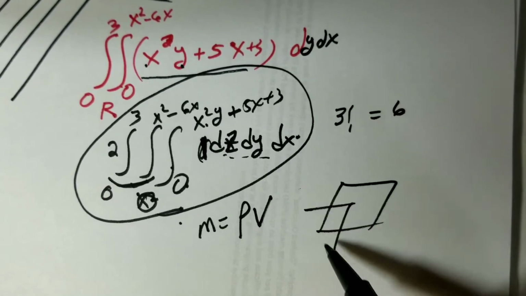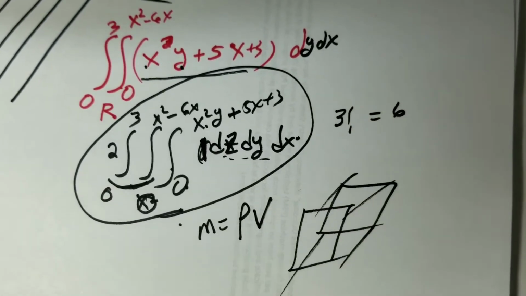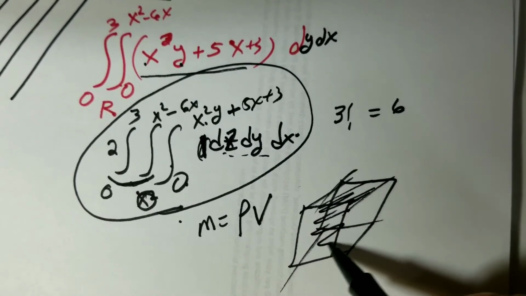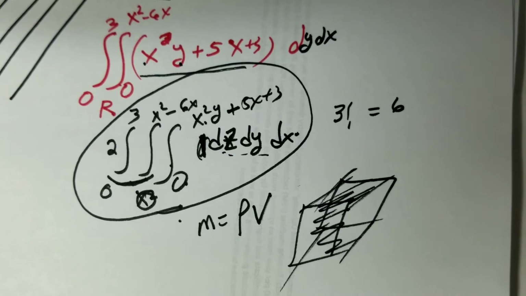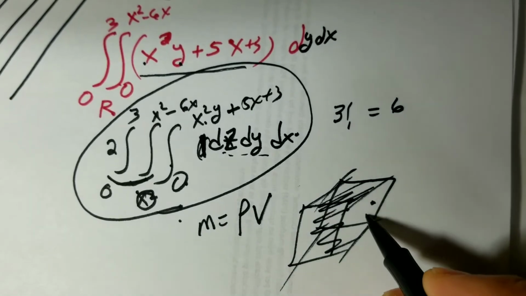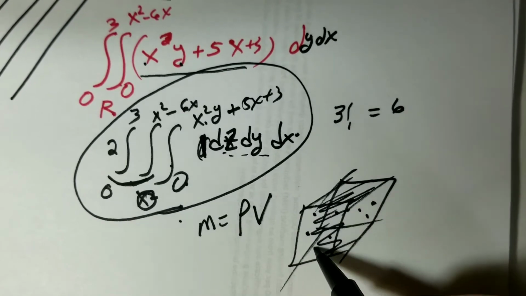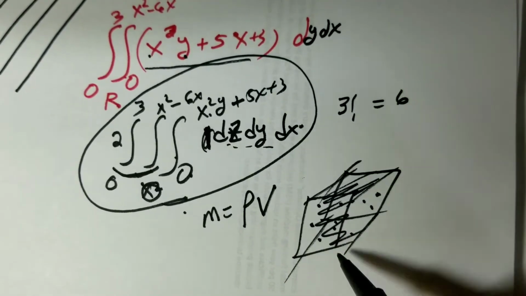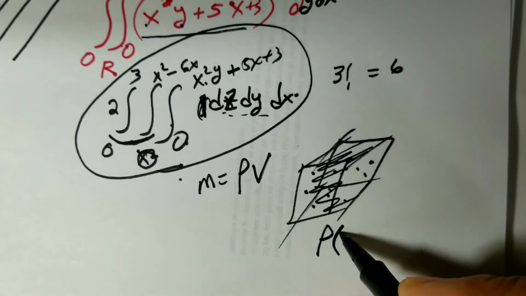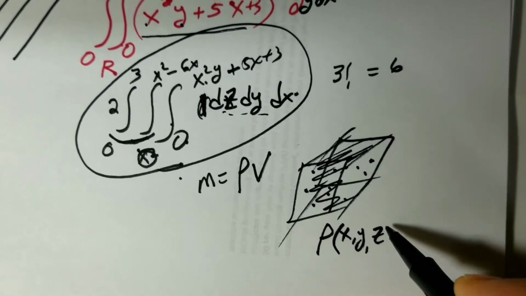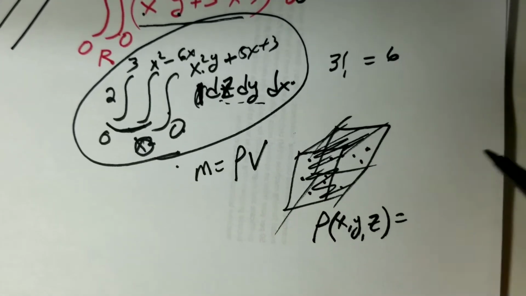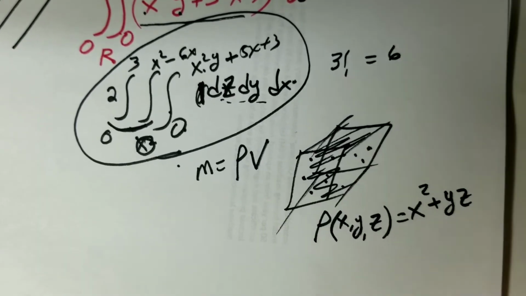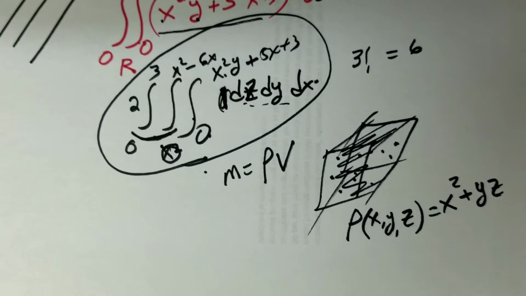But please remember, one of the applications said mass is rho times the volume, and sometimes you have a 3D graph and that 3-dimensional solid does not have uniform density across. The density at this point, this point, every point is different. It depends on what location you are in. Therefore, your density really depends on x, y, z. Let me call this one x squared plus yz.